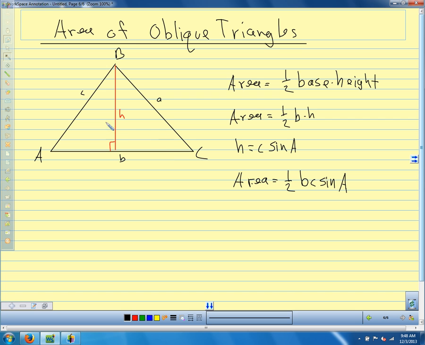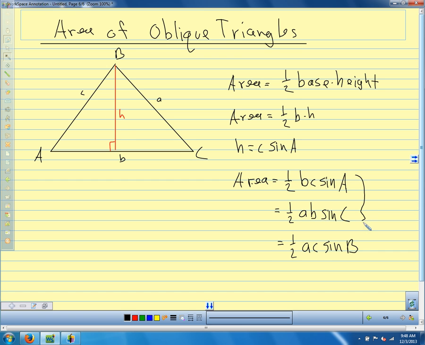I could also find the height from this triangle, and I could say that the area is 1/2 AB, where my height would be a sine C, so 1/2 AB sine C. I could draw in the height to another side, and I could also find that the area is 1/2 AC sine B.